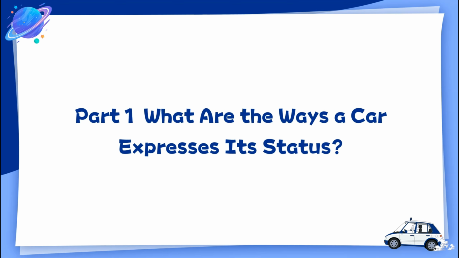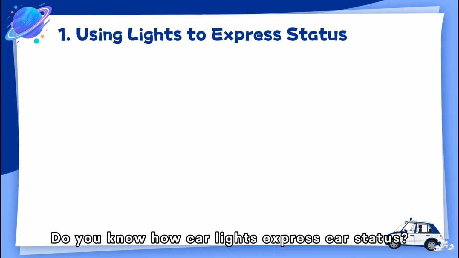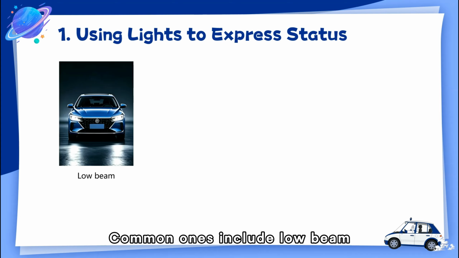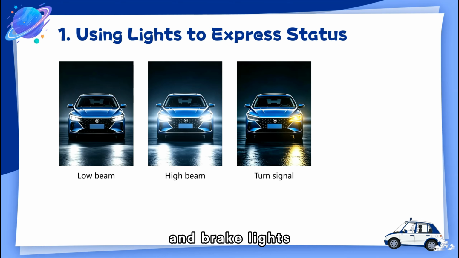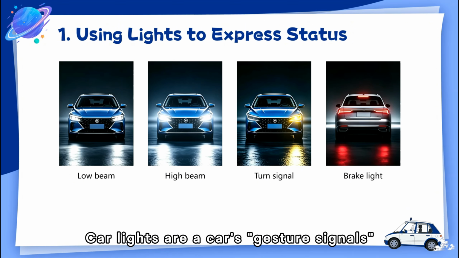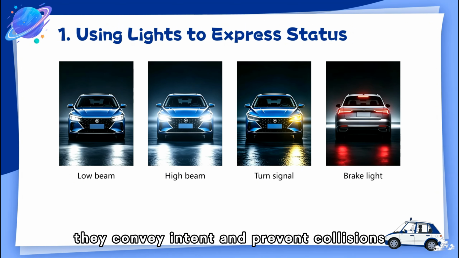Part 1. What are the ways a car expresses its status? Do you know how car lights express car status? Common ones include low beam, high beam, turn signals, and brake lights. Car lights are a car's gesture signals. They convey intent and prevent collisions.